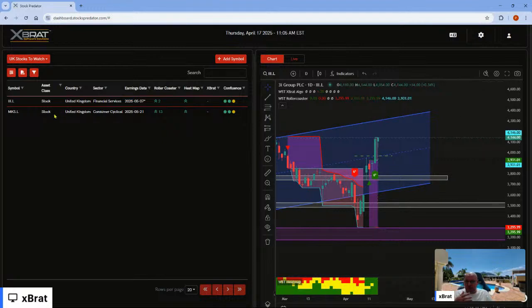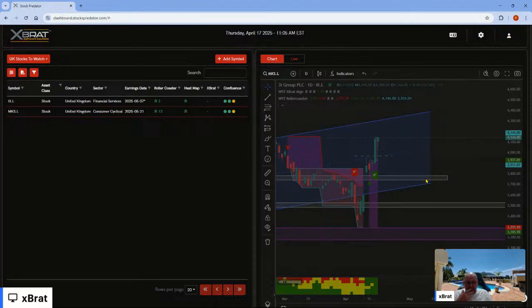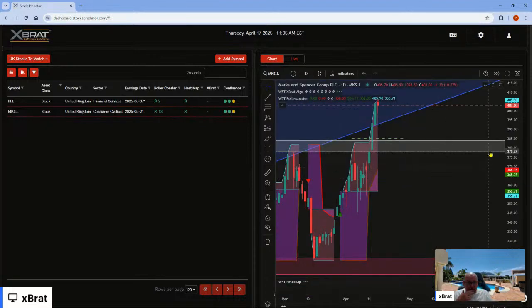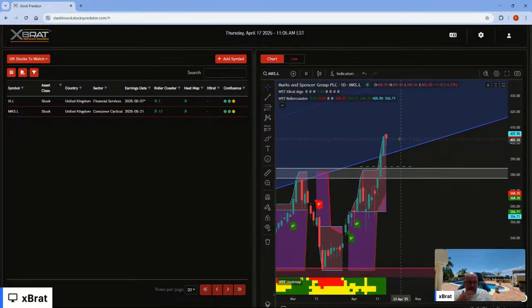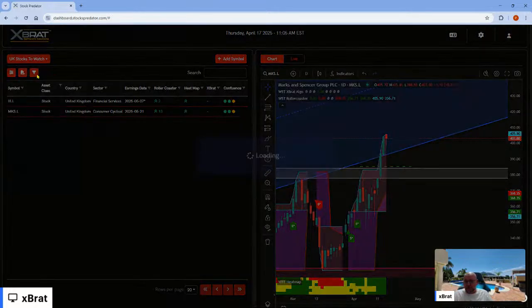So really, really good. Marks and Spencer's, I've not looked at that update today, actually. Let it just load up. So yesterday, again, we made more highs, and that was the entry breaker through there. So we got the confluence, and then we go long. It's as simple as that. So let's go back to the end of day scanner.